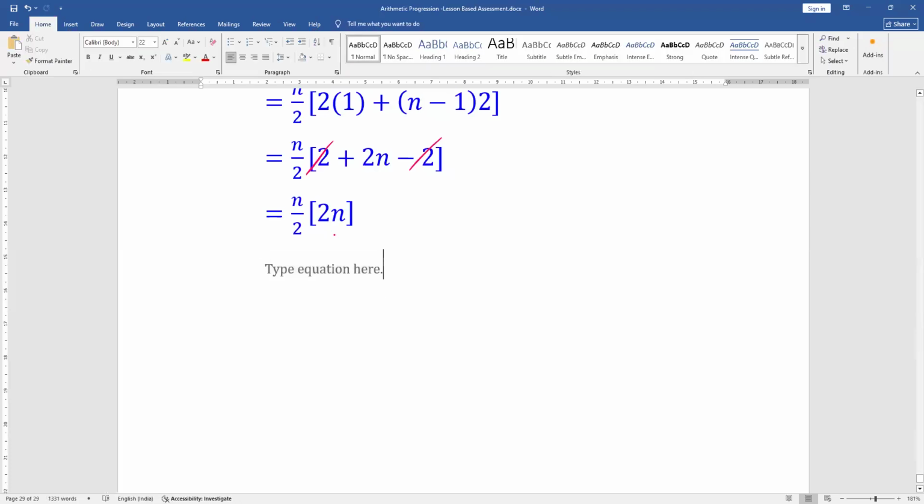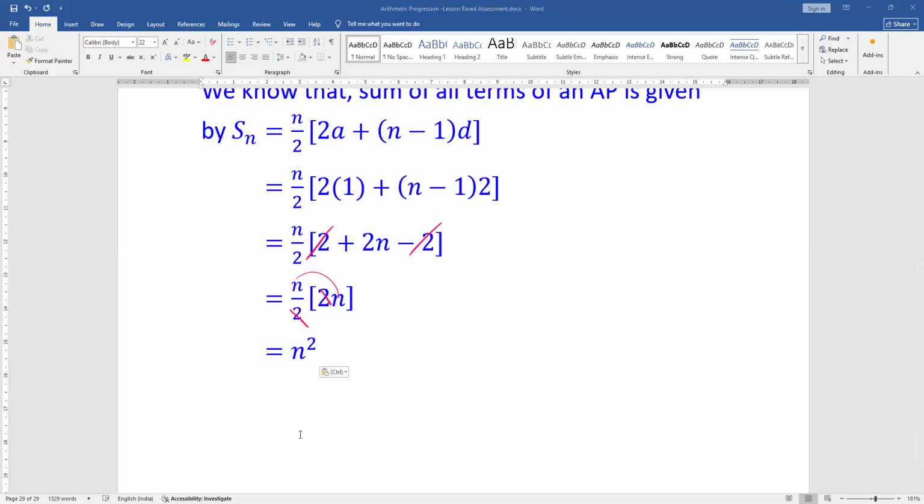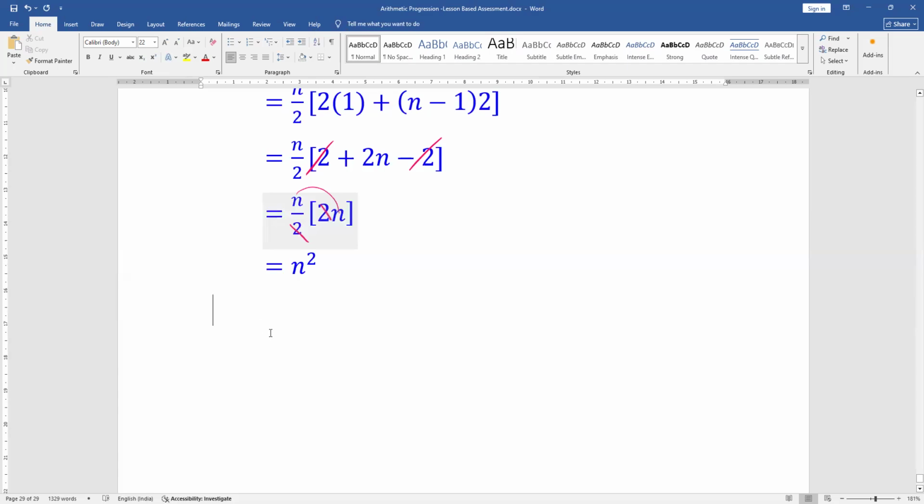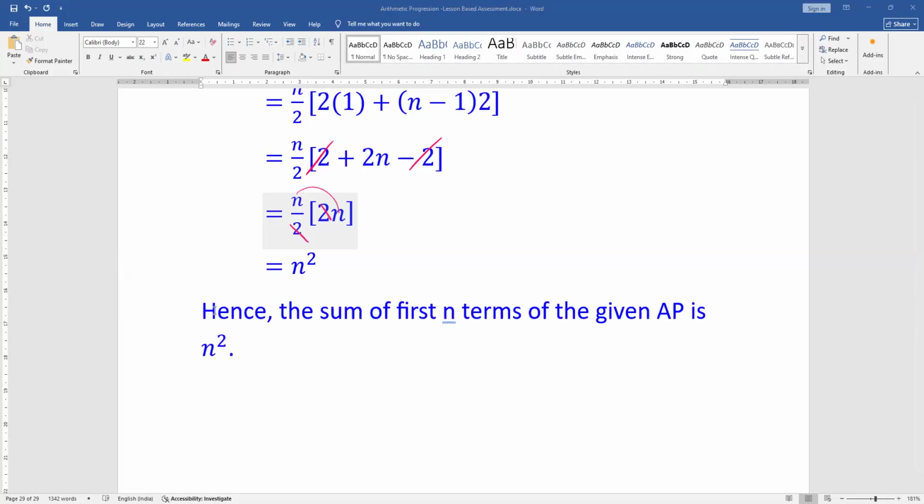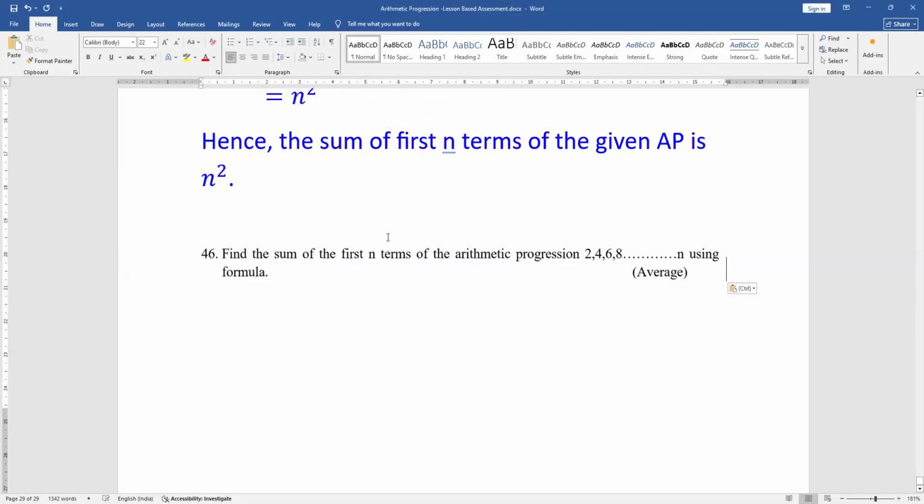Here, these 2 and this 2 get cancelled. n into n. What does n into n become? It multiplies. It will give you n square, right? Equals n square. A very important question. So the conclusion: hence the sum of first n terms of the given AP is n square, that's the final conclusion I gave. Right, people? Next, now I move on to the 46th question.